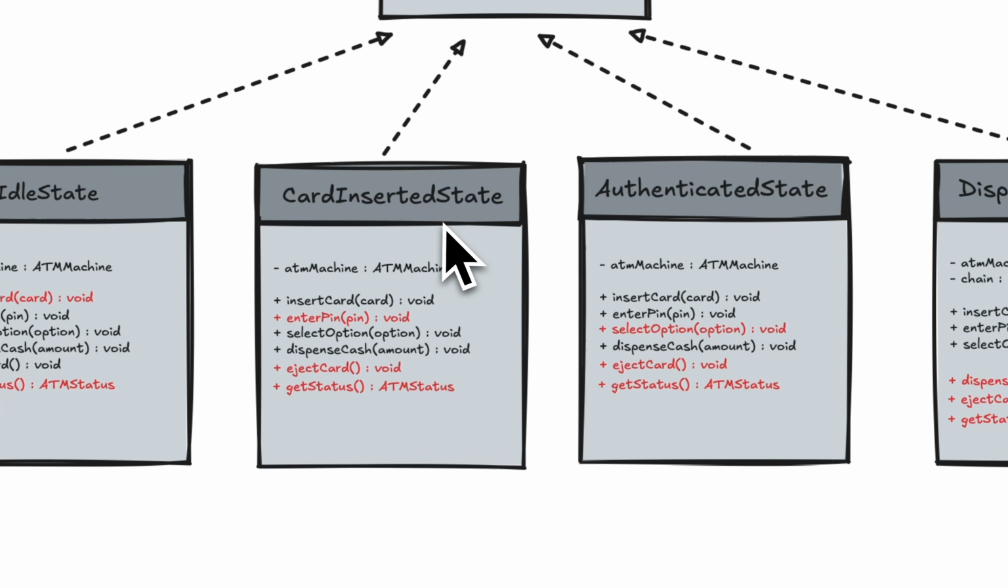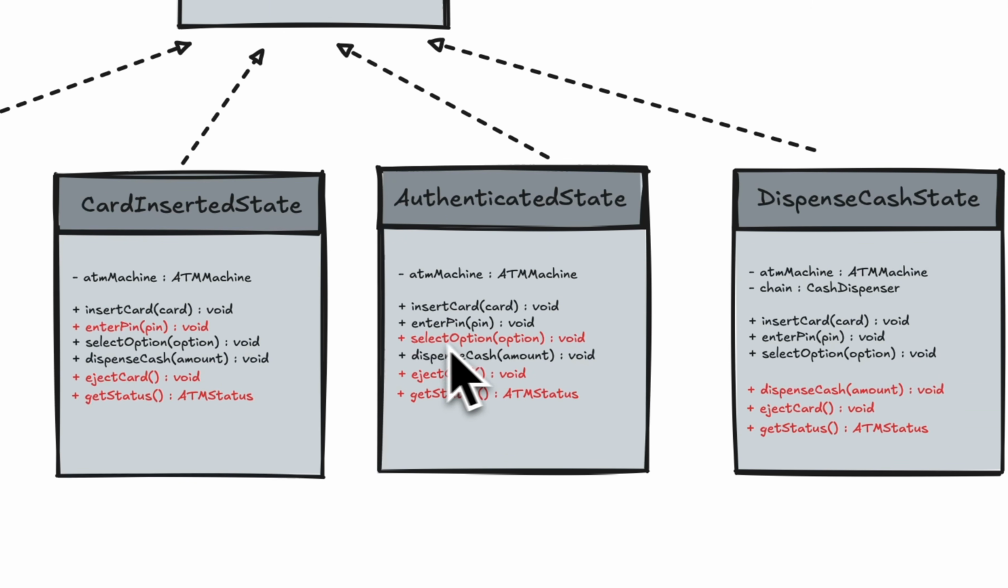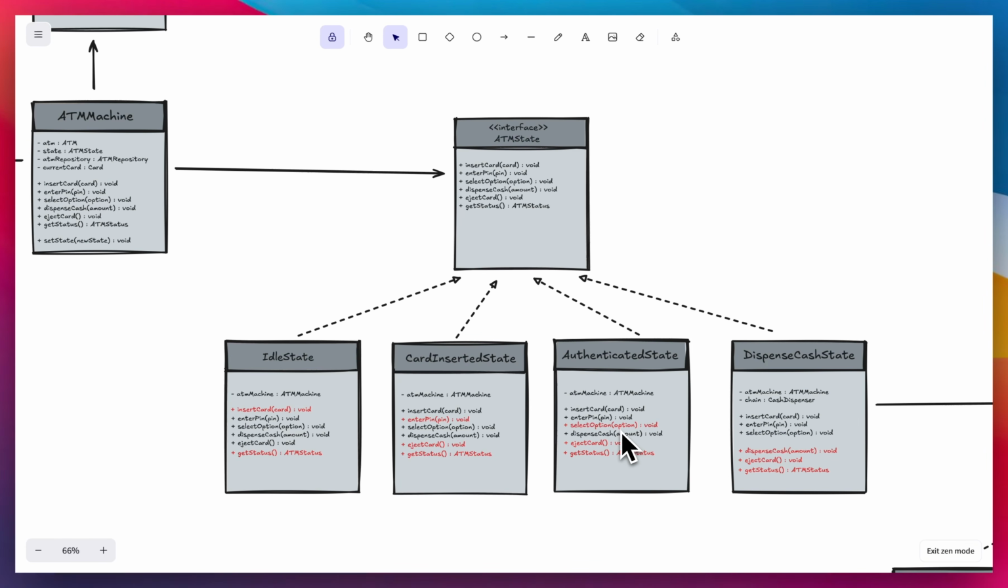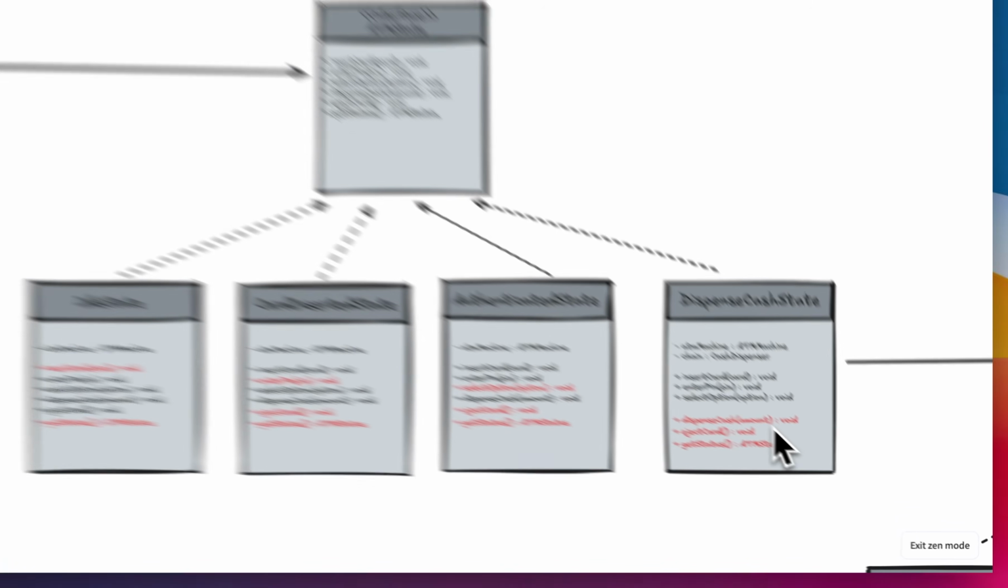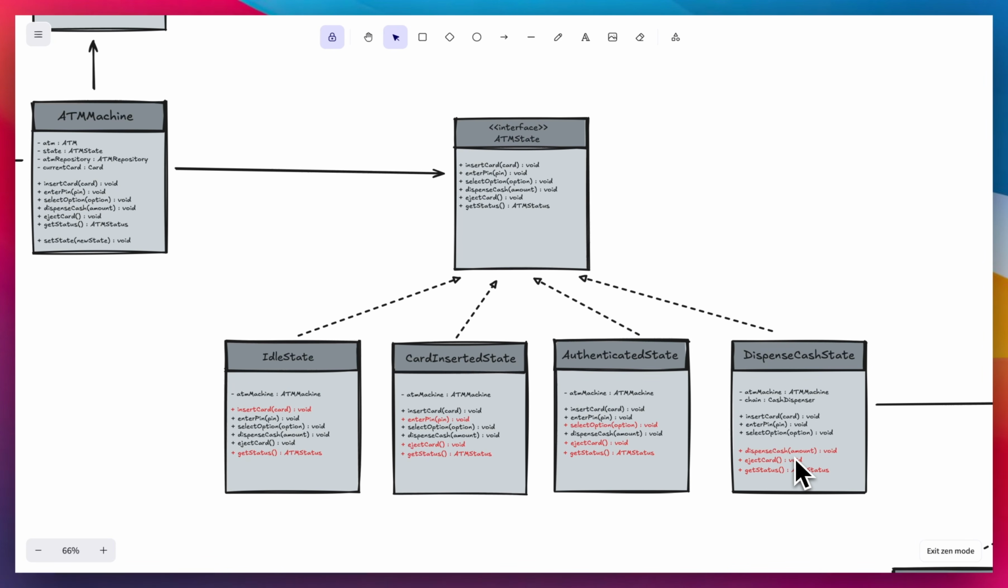Similarly, in the card inserted state, the user can just enter the PIN and eject the card. In the authenticated state, the user can select the option like whether user wants to withdraw the money or deposit the money or check the balance. So he will select one of the options. Now currently we just have one option, that is withdraw option. And finally, when the user selects the withdraw option, the state of the ATM machine will go into this dispense cash state, wherein user will be entering the amount which he wants to withdraw. So dispense cash is one of the operations which he can perform, and he can also perform the eject card.